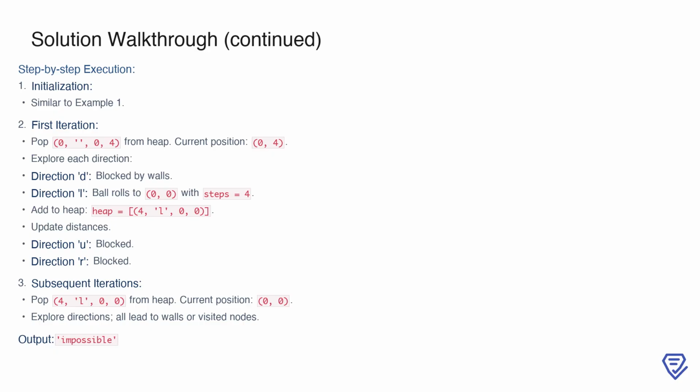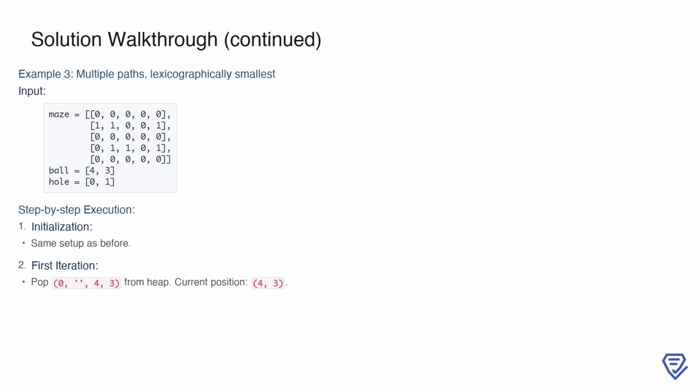In subsequent iterations, we process 0, 0, but all possible directions either lead to walls or revisit positions already explored with shorter paths. With no way to reach the hole, the algorithm concludes that the output is impossible.